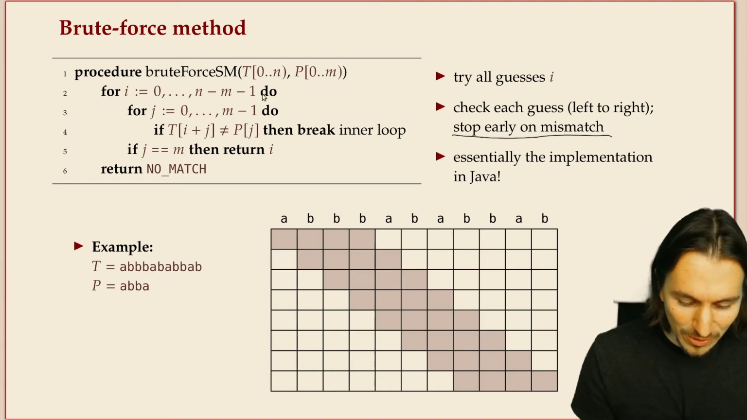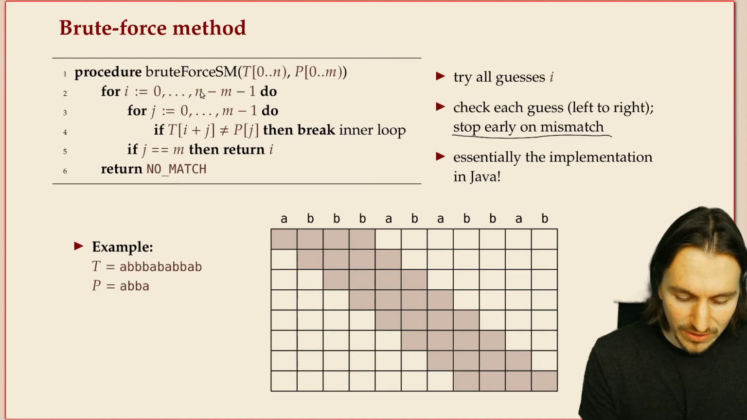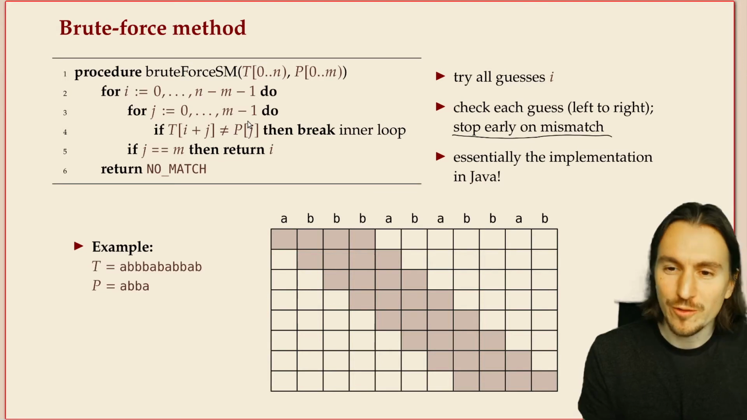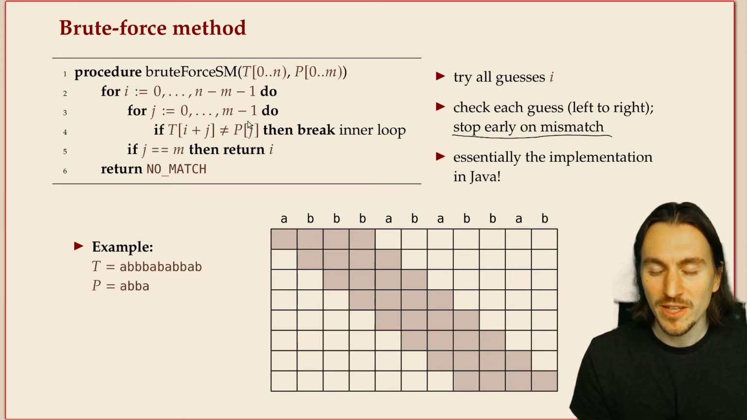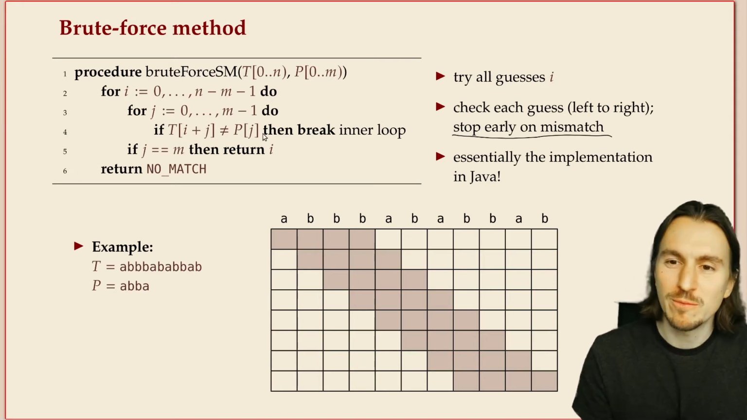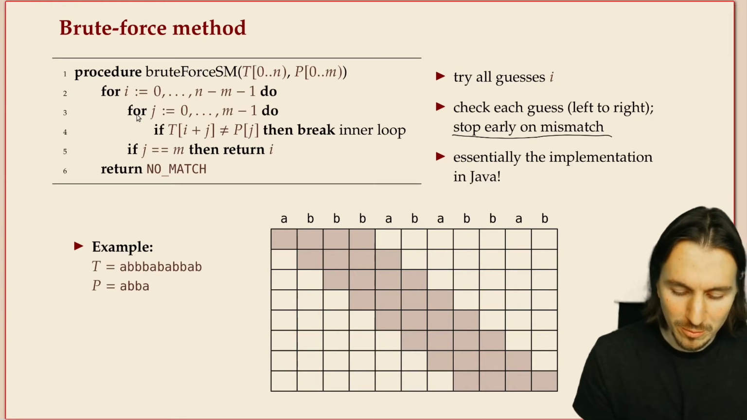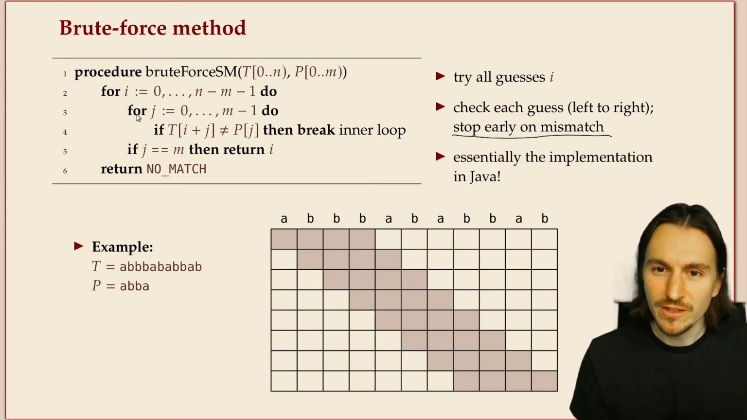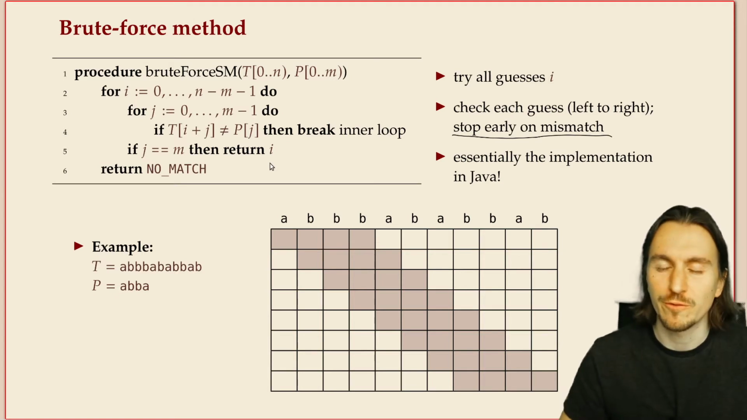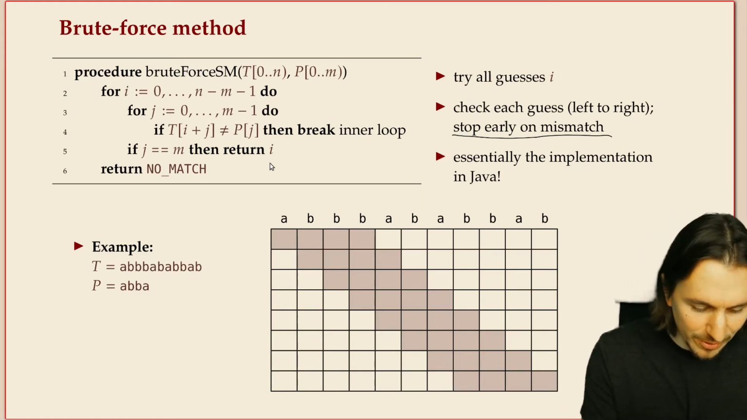So in code, that means we iterate through all the guesses. These are exactly the guesses that you've seen on the previous slide. Then we iterate j from 0 up to m-1. That's all the positions in the pattern, left to right. And if we ever find a mismatch, that means we stop this inner loop. If we keep running the inner loop till the end, that means if j is m after the loop, then we found a match and we return that position. Remember, we just return the first match, so all we have to do is return this position i at this point. Let's do an example just to make this clear.